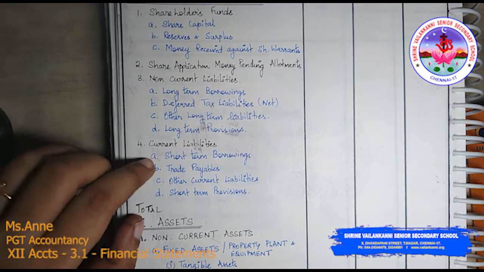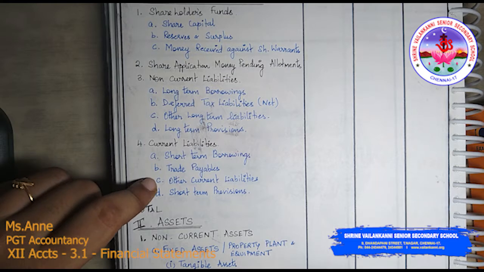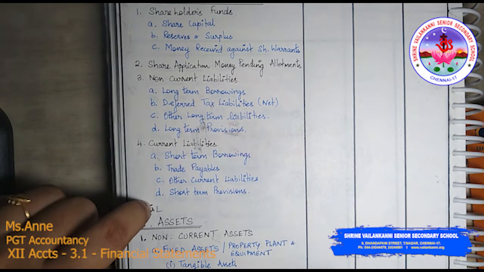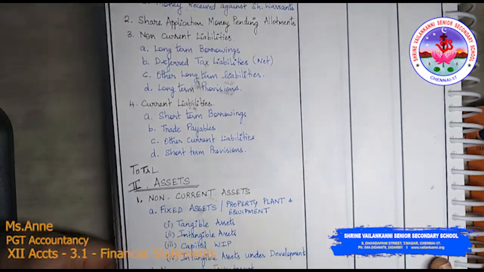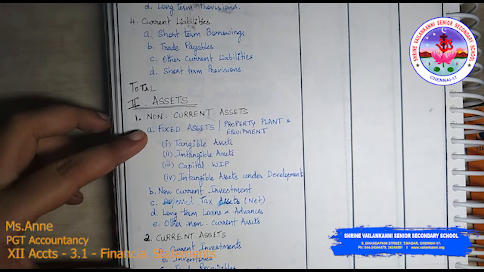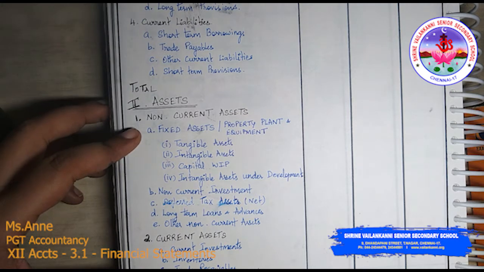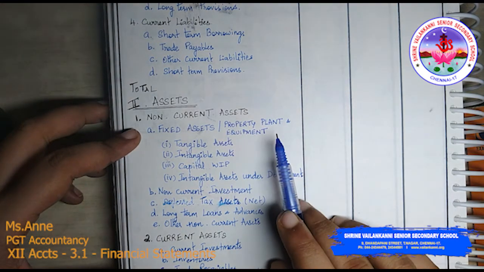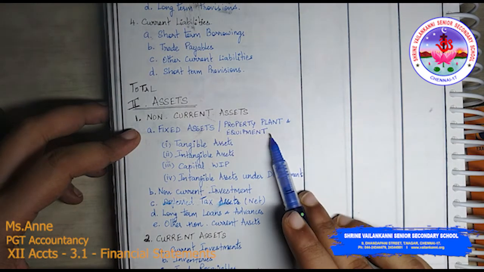Here, current liabilities: short-term borrowings, trade payables, other current liabilities and short-term provisions. Moving forward to the asset side, you have two components here, non-current assets. See, fixed assets is nowadays called property, plant and equipment. Fixed assets as per AS 10, Accounting Standard 10, you will be learning when you go for higher education.